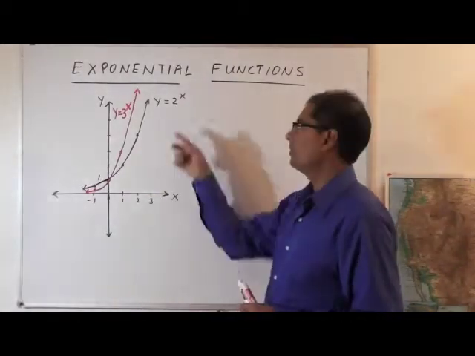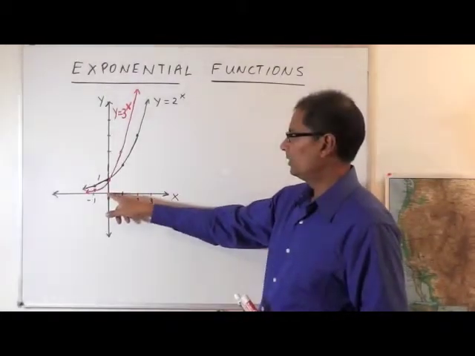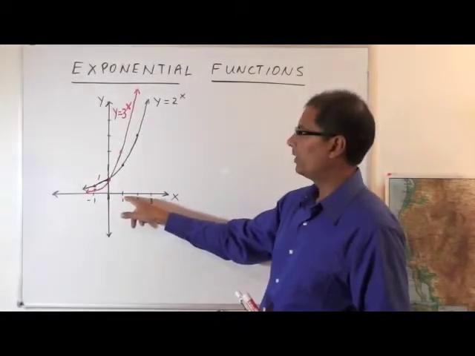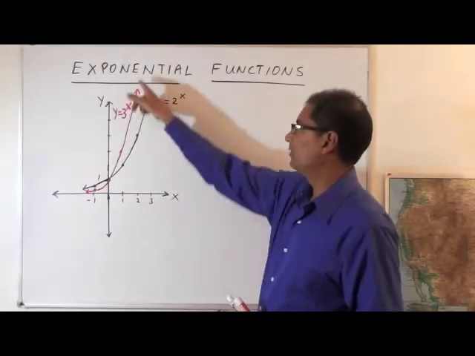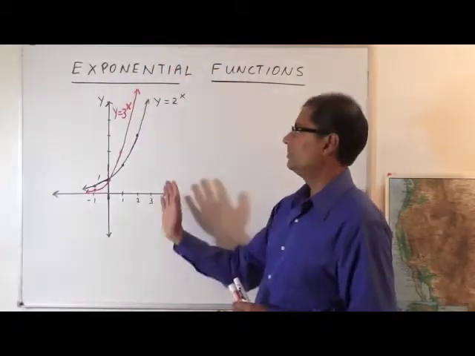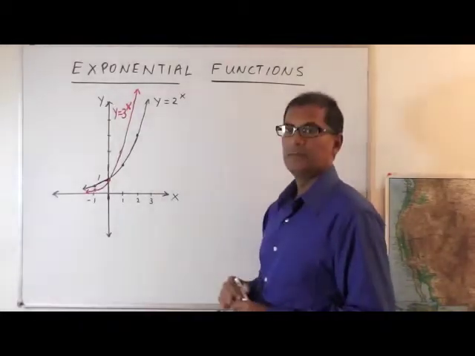Now if I increase my base to 3, y equals 3 to the x, well, at the origin 3 to the 0 is 1, then 3 to the 1 power is 3. 3 squared is 9. So we can see that y equals 3 to the x is actually steeper, it rises more quickly than 2 to the x, because the base is bigger.